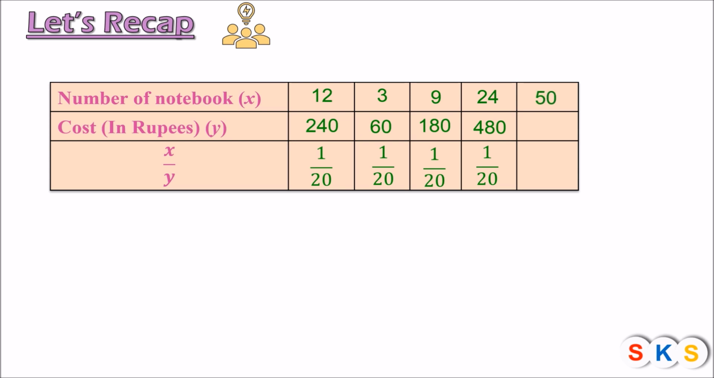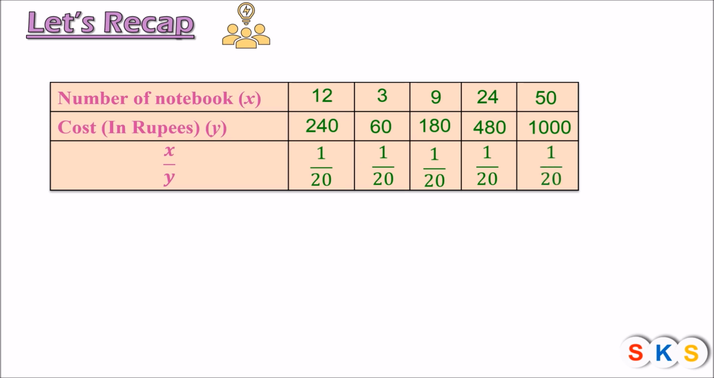Let the number of notebooks be 50. So the cost of 50 notebooks is 50 into 20, that is 1000. Now find the ratio of 50 with 1000, that means 50 upon 1000. The simplest form of 50 upon 1000 is 1 upon 20.